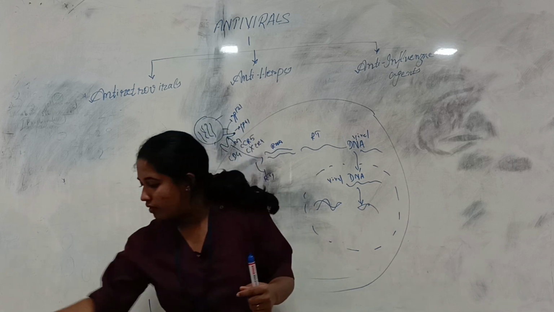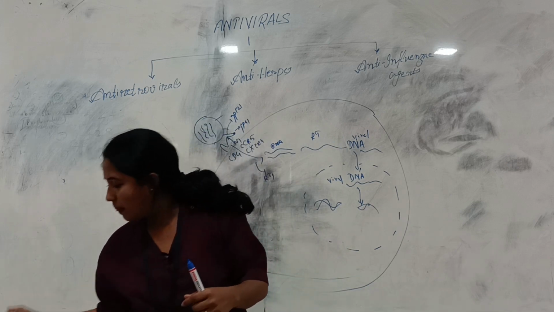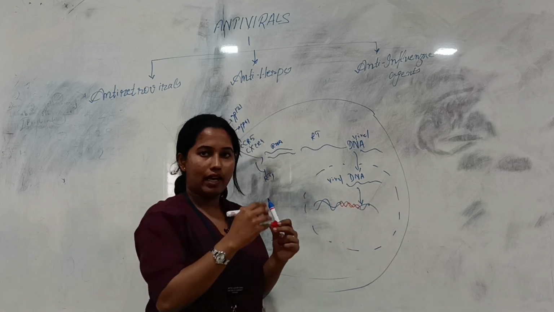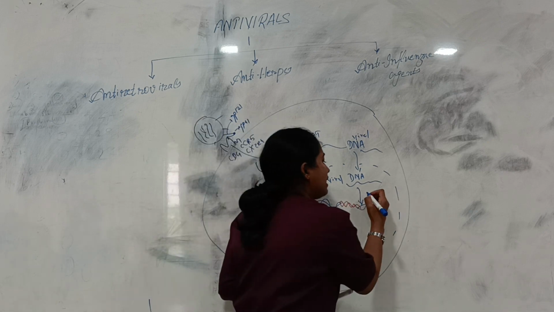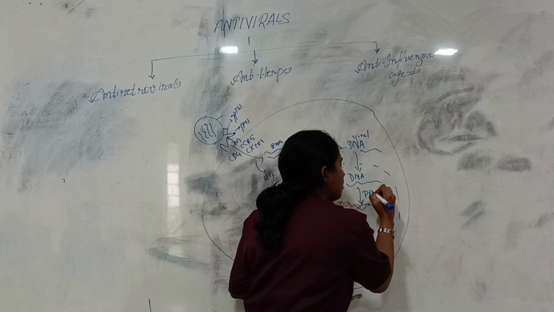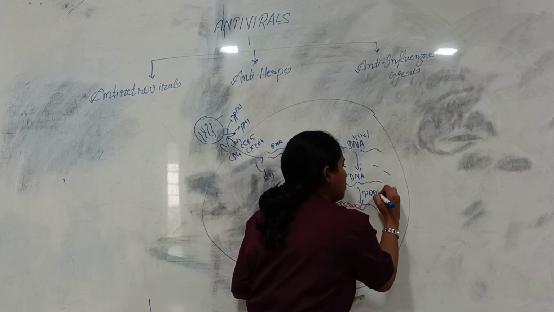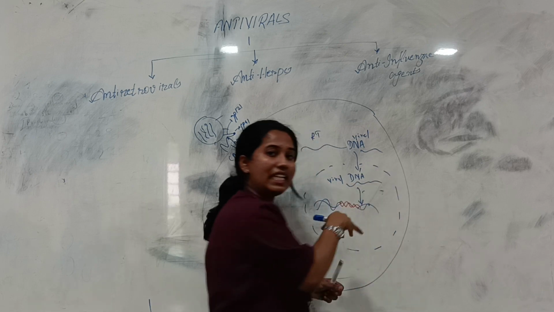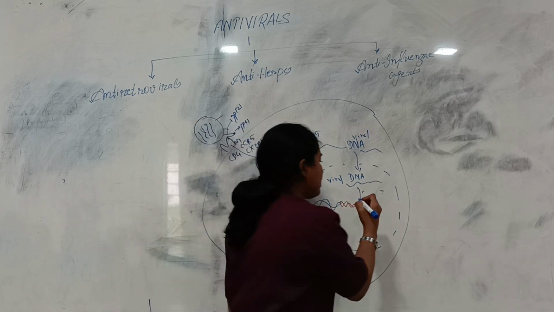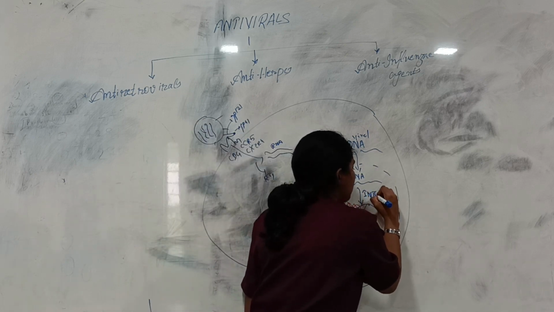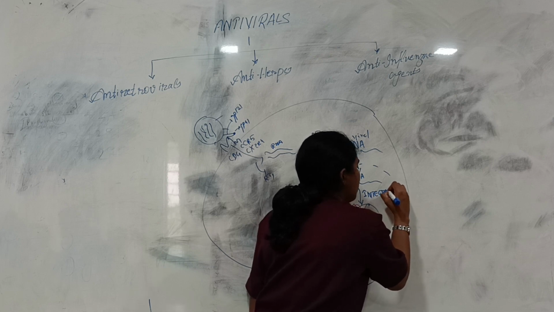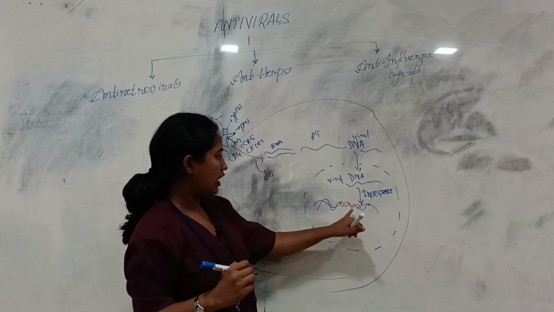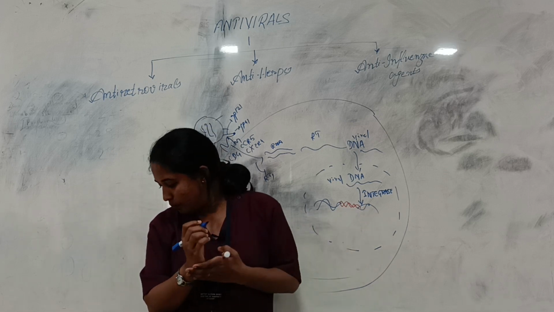I'll represent that with a different color. This is the viral DNA. It will fuse in the presence of an enzyme called integrase enzyme. Integrating, right? It is getting inside, so it is the integrase enzyme. Now this is the DNA which contains both the viral DNA and the human DNA.